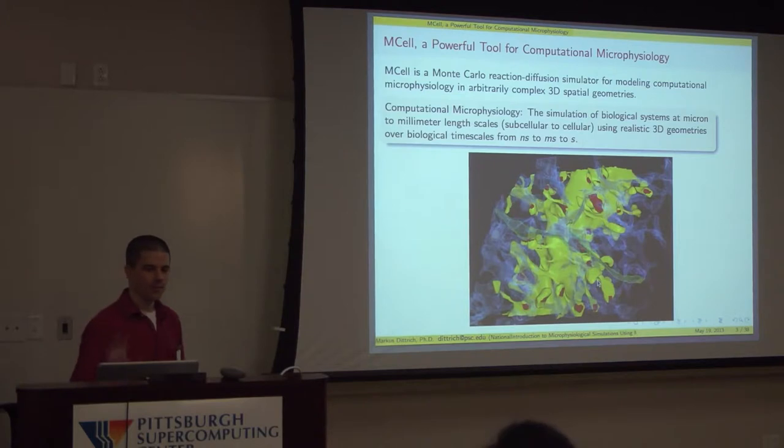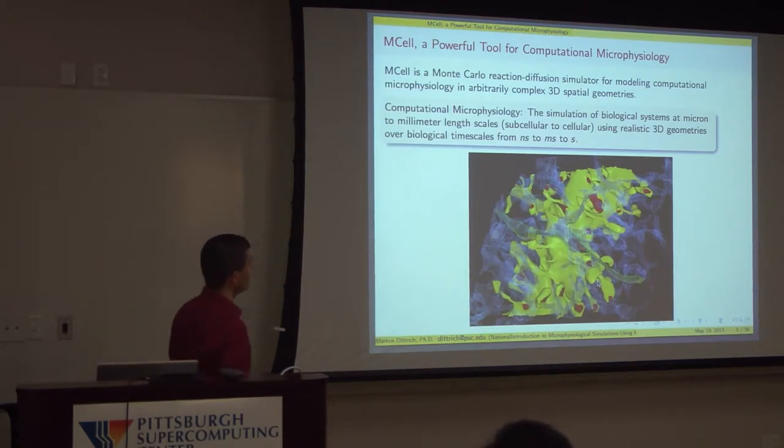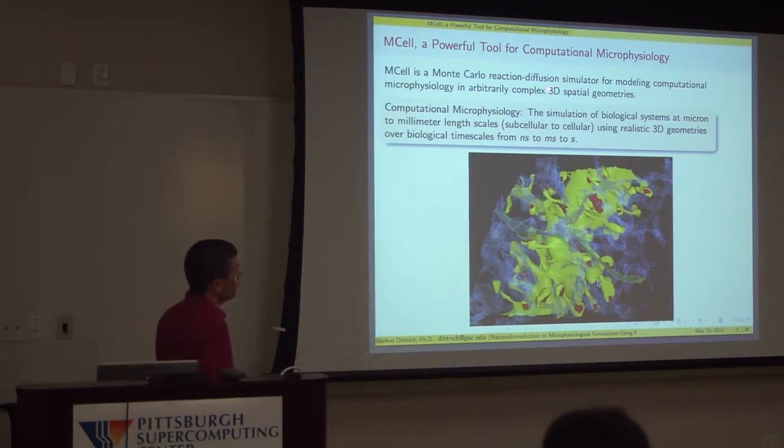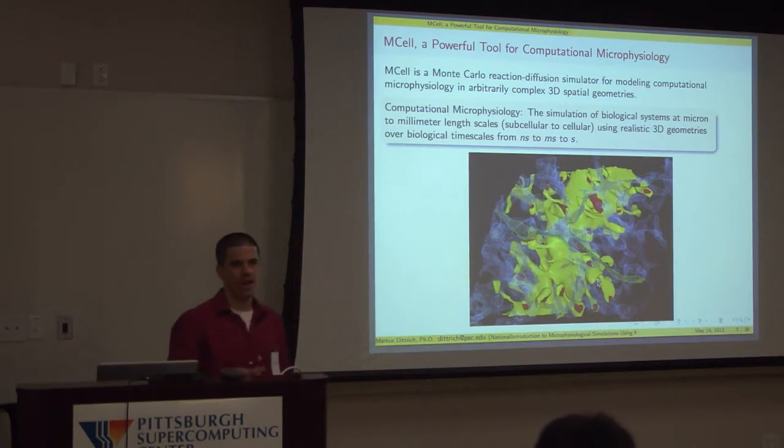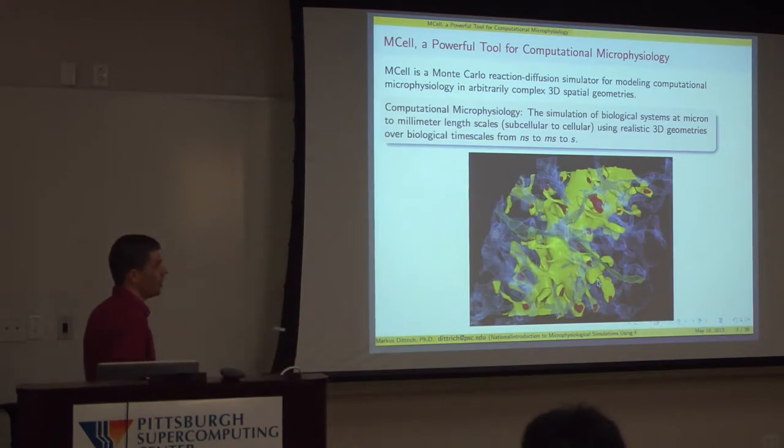I wanted to start off with one definition of what M-cell is. Basically, it's a Monte Carlo reaction diffusion simulator for modeling computational microphysiology in arbitrarily complex 3D spatial geometries. By computational microphysiology, it's a matter of how you want to define it. To me, it's biological systems at the micron to millimeter length scale, so at the cell level, using realistic 3D geometries over biologically relevant time scales, which for these systems typically are a nanosecond to millisecond and up to second. But it depends, of course, on the specific question you have.